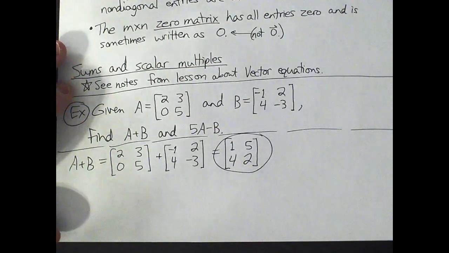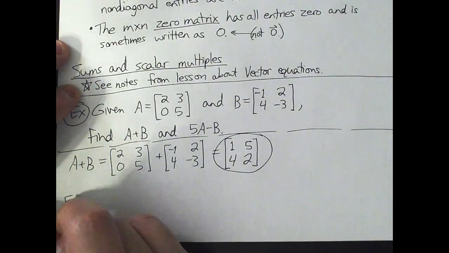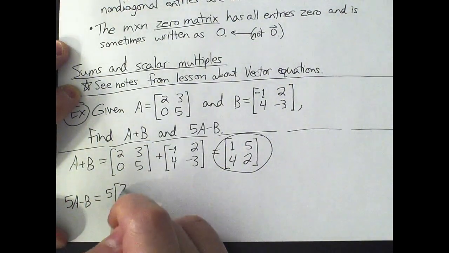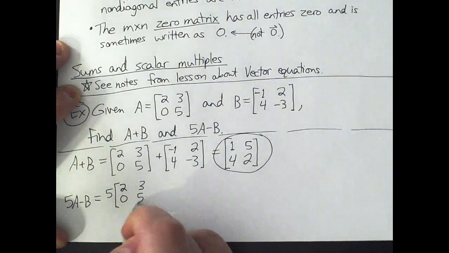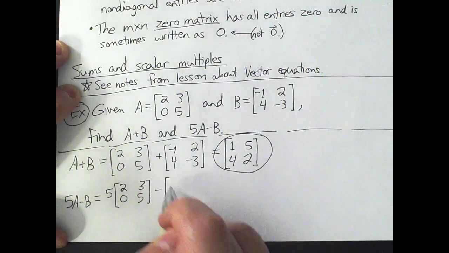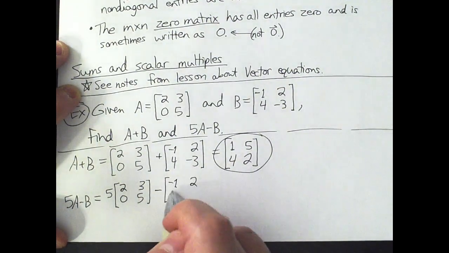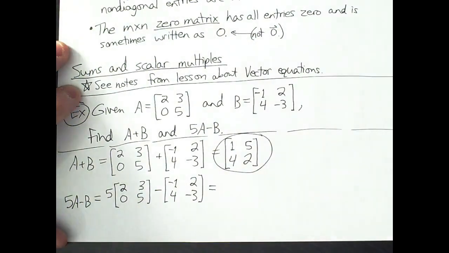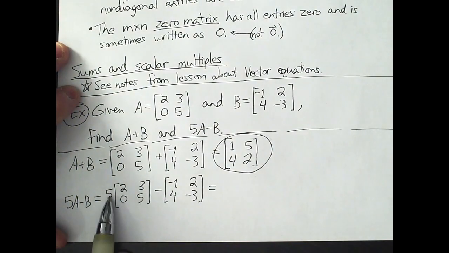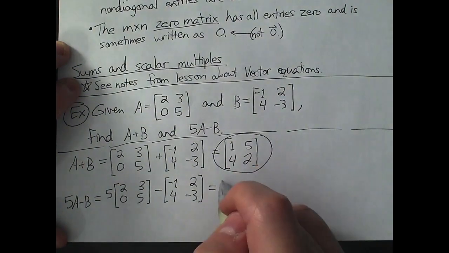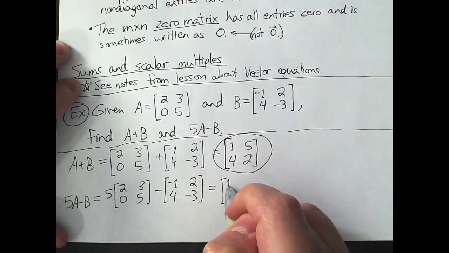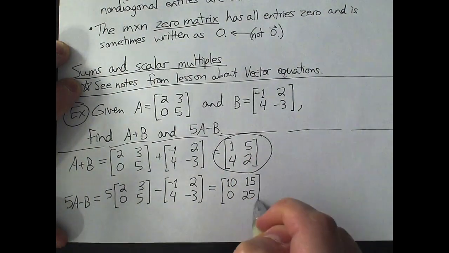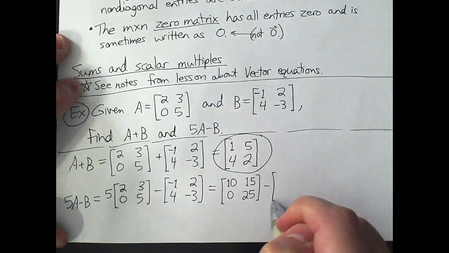And the next part, 5A minus B, let's do that. 5A minus B is going to be 5 times this matrix minus this matrix. Looks like we're going to be doing minus of some negative numbers. We'll be careful when we get to that. Let's deal with the 5 times A first. So 5 times A, that's a scalar multiple. It's saying take this matrix and scale everything up by 5. So it becomes 10, 15, 0, 25. And then we're still doing minus B.